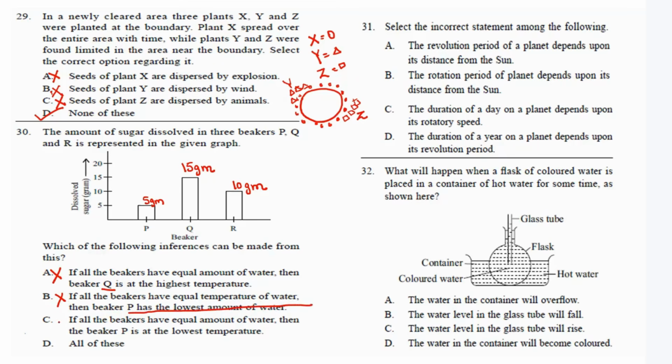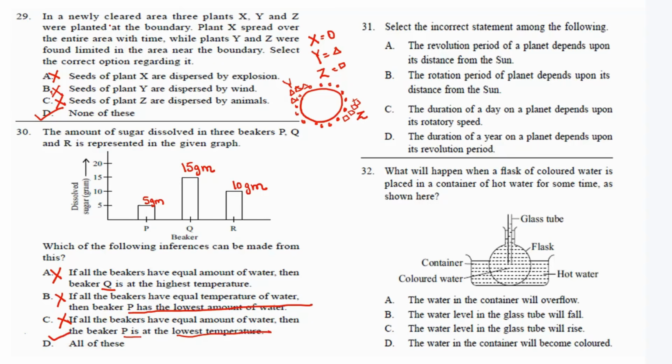Coming to option C, it is said if all the beakers have equal amount of water, then beaker P is at the lowest temperature. So this is not possible because the temperature is not given here. So we will not take this as the correct option. So the correct option will be option D, right? All of this. So all of these are actually correct here.